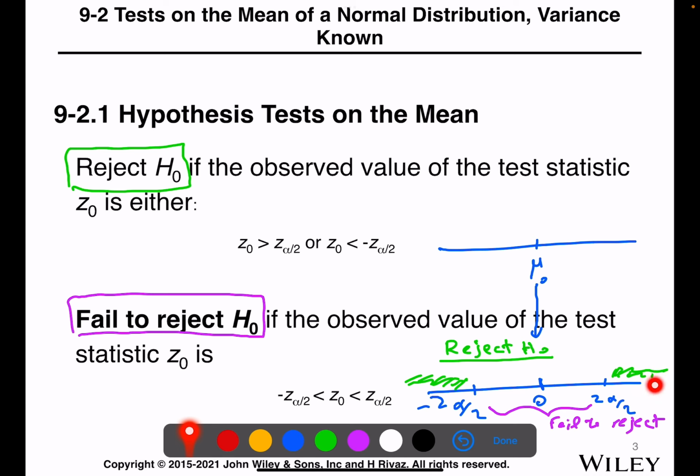Any questions? Yep. How did you find out 5%? How did I find 0.95? Yeah, okay.